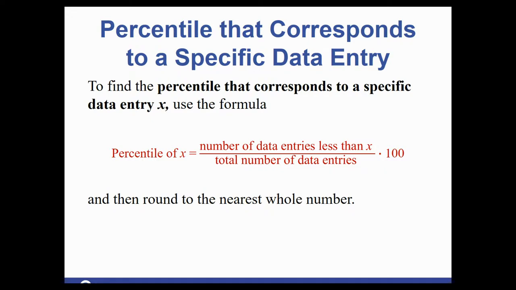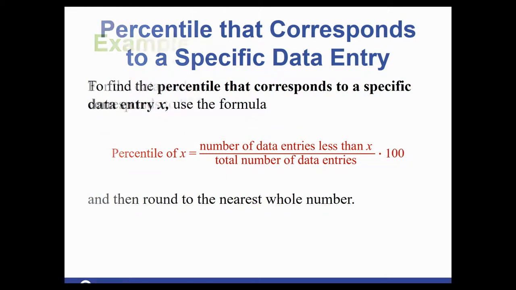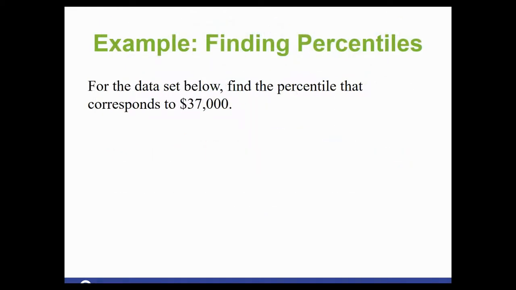So sometimes you might have a data set and you want to find the specific location of one number among the list. So this is to find a percentile for a specific data entry. This is the formula here in red. To find the percentile of a specific number, it is the number of data entries less than that number divided by the total number of data entries times 100, and then round it to the nearest whole number. So we'll make it a nice whole number percent. So this one says for the data set below, find the percentile that corresponds to 37,000.